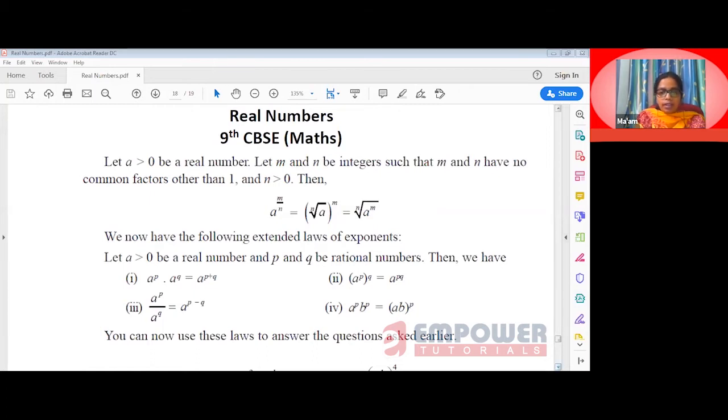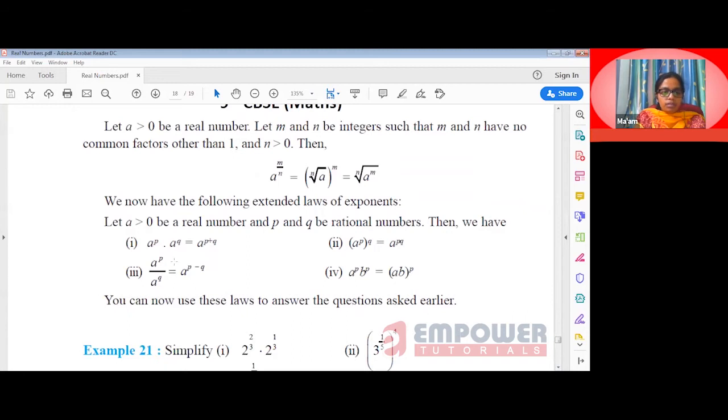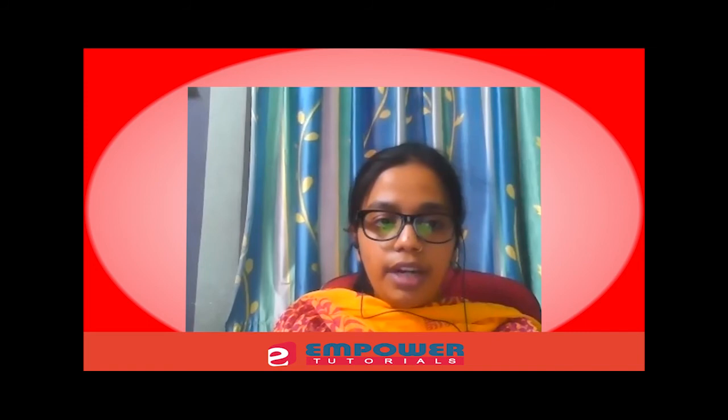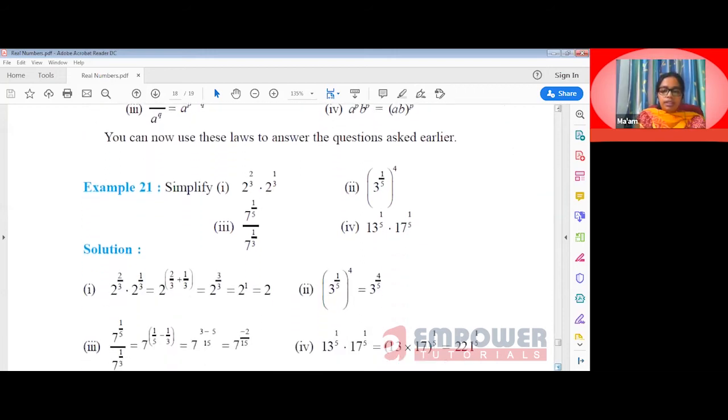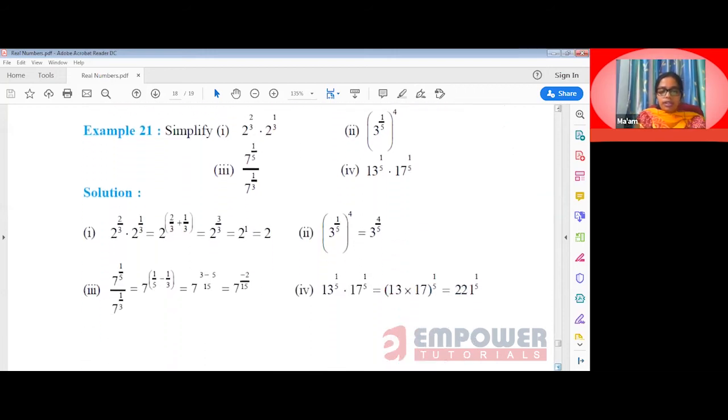Then what else do you have? Again the same rule. If you have the same base and there is a multiplication sign and different exponents, you have to add those. So these are the same rule. I'm not going to discuss this. We will directly go to the solved examples, and then we will try to solve exercise 1.6, and if time permits, we will discuss the next thing, that is how to represent an irrational number in fraction form on the number line. Okay, so this might take some time.